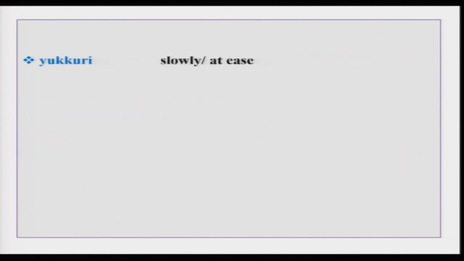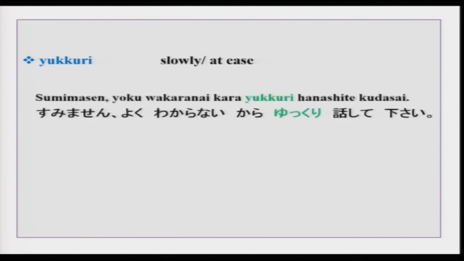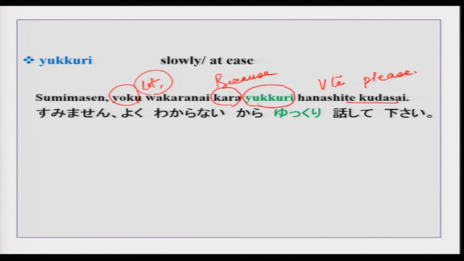Then we had yukkuri. Now, yukkuri means slowly, at ease, at leisure. So, the example you have over here is of slowly. Sumimasen. Yoku wakaranai kara, you again get yoku over here. I don't understand a lot. Yoku wakaranai kara, because I don't understand a lot. Yukkuri hanashite kudasai, te kudasai form again, please. Verb in te form, yukkuri. Yukkuri means slowly. Please talk slowly. Sumimasen. Yoku wakaranai kara yukkuri hanashite kudasai.